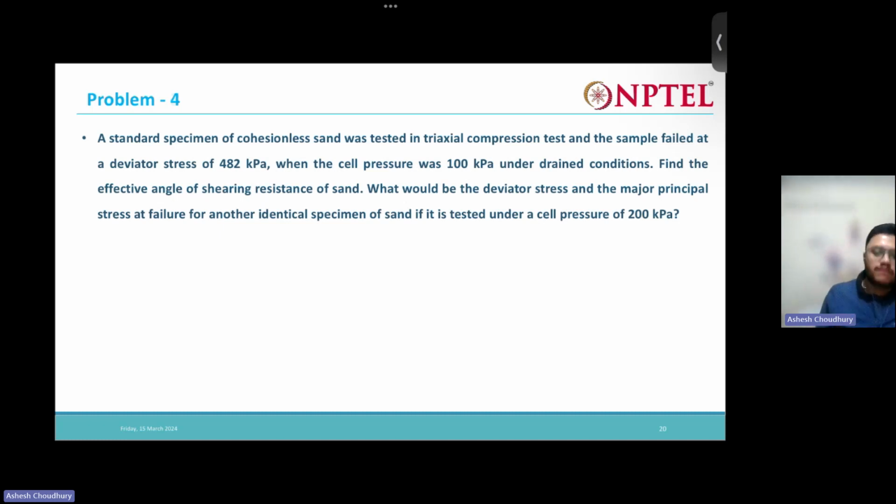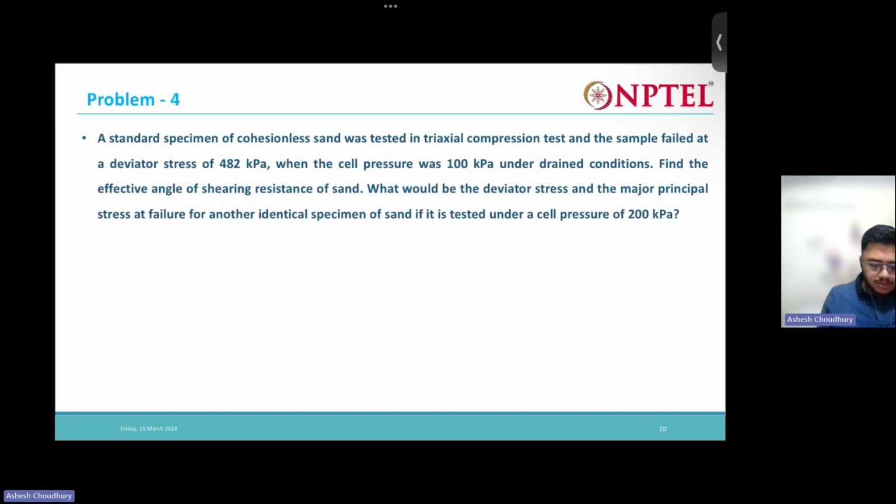Let us first solve the first one. Find the effective angle of shearing resistance, and the condition is drained. Drained condition means the pore water pressure is 0.